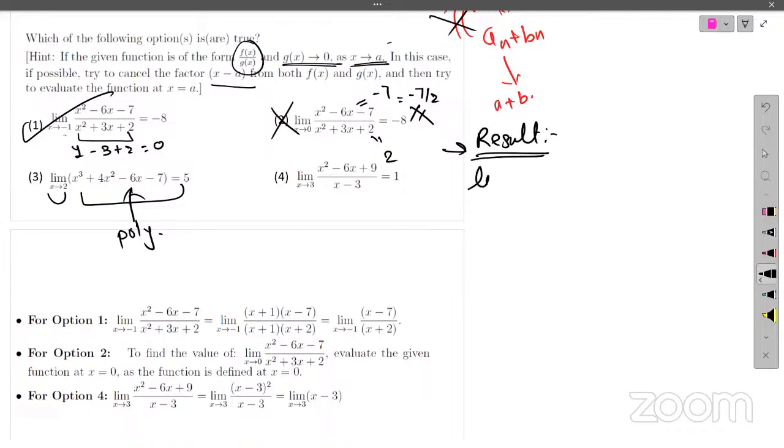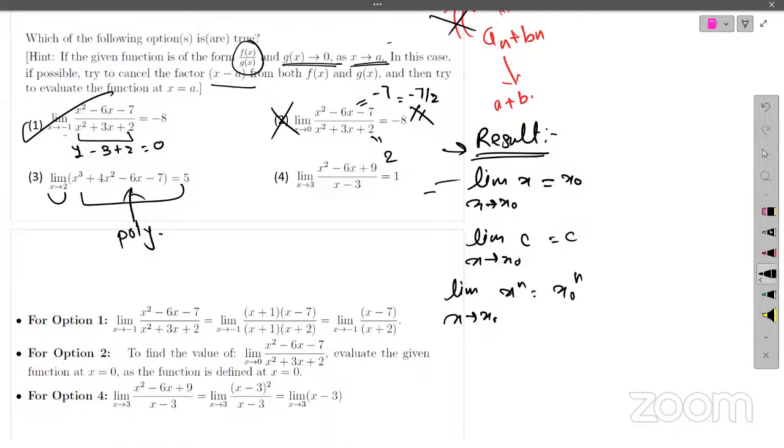So we know that the limit as x goes to x naught of the function x is x naught, and the limit as x goes to x naught of the constant function c will be c. Moreover, the limit as x goes to x naught of x to the power n is nothing but x naught to the power n. So if you combine all these three results, you can immediately say that the limit of a polynomial p of x is nothing but p of x naught. So we are using this particular result here.